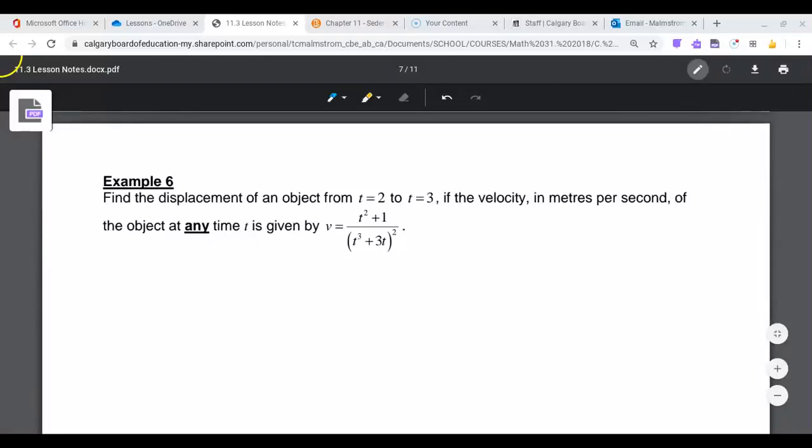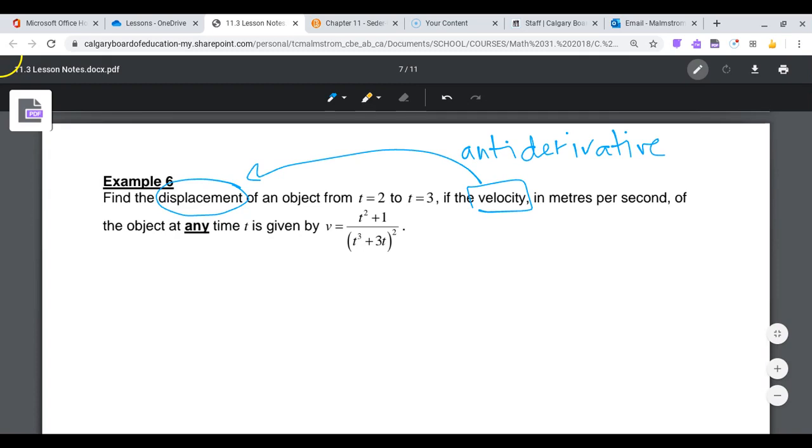Okay, example 6. Find the displacement of an object from t equals 2 to t equals 3 if the velocity in meters per second of the object at any time t is given by this function. So we need to recognize this as working backwards. If I want to know the displacement from a velocity function, I need to take the antiderivative of the velocity function in order to find the displacement function. This is where this gets tricky because you're going to have to read carefully.